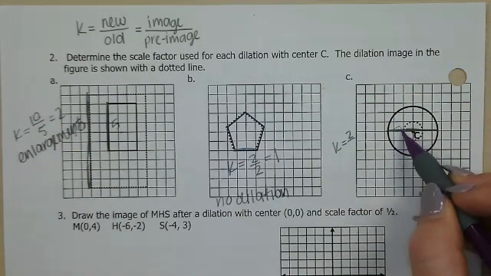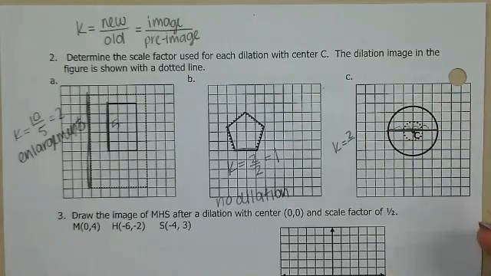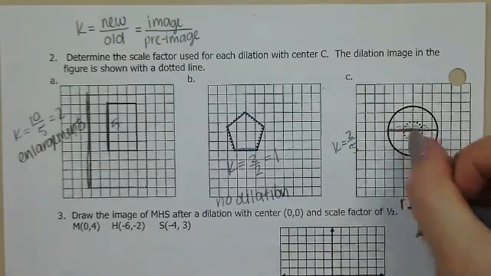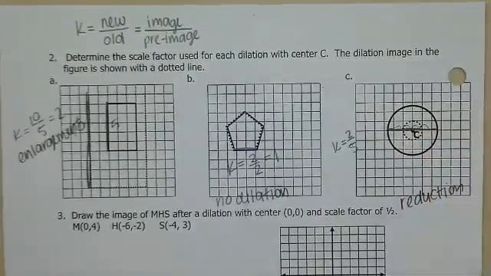So we've got 1, 2, 3, 4 holes, and then we've got a half and a half, which is 5. And is 2/5 going to simplify? No, so that's my scale factor, 2/5. So this one showed a reduction.